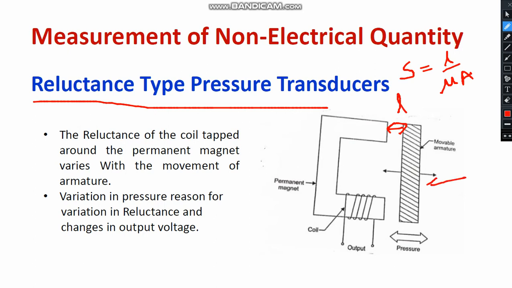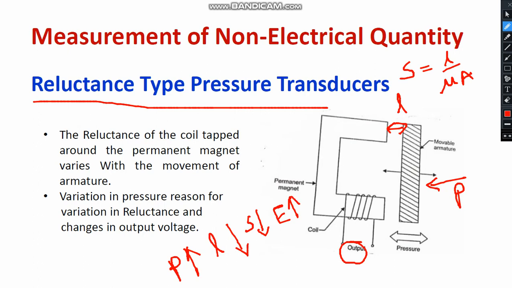In case you are applying the pressure from this end, what is going to happen? If you apply the pressure, the air gap comes down. It is very clear that if the air gap comes down, the reluctance value is also reduced. In parallel, what about the output voltage? There is a slight increase in the output voltage because reluctance has reduced, so definitely you get a higher output voltage. So this is how to measure pressure using a reluctance transducer. Input is the pressure and output is in terms of voltage.